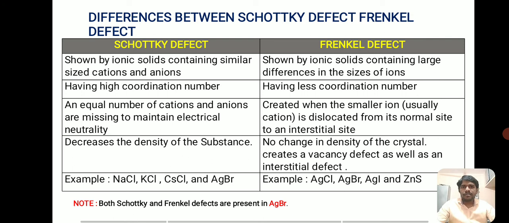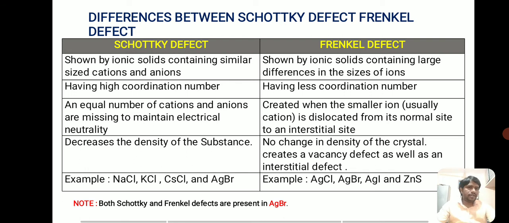Second point, Schottky defect has a high coordination number, whereas Frenkel defect has a lower coordination number. Third point, an equal number of cations and anions are missing to maintain electrical neutrality in Schottky defect. The crystal with a Schottky defect is electrically neutral.